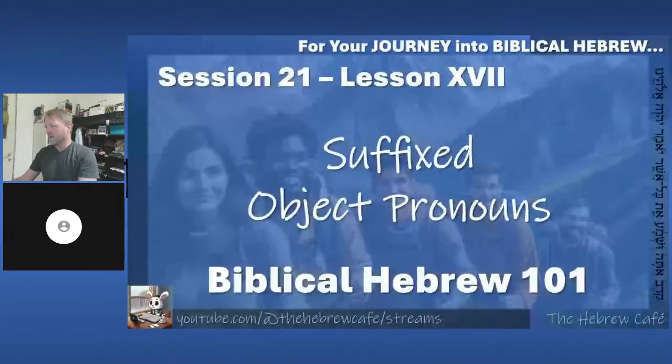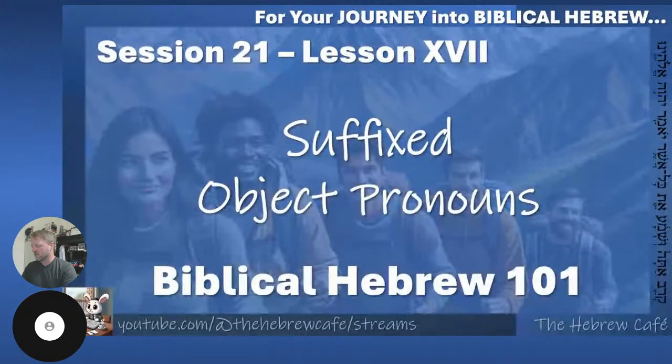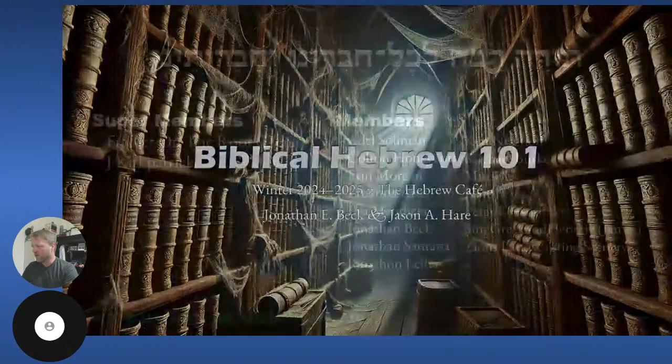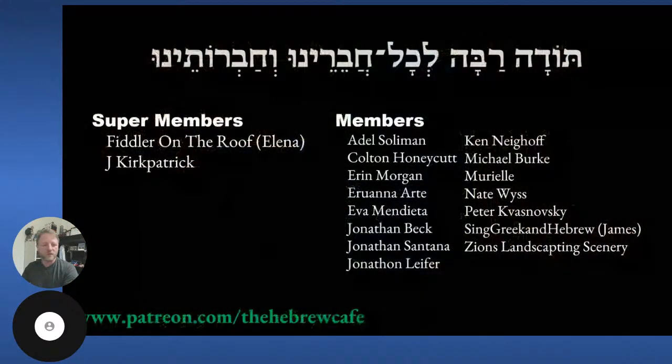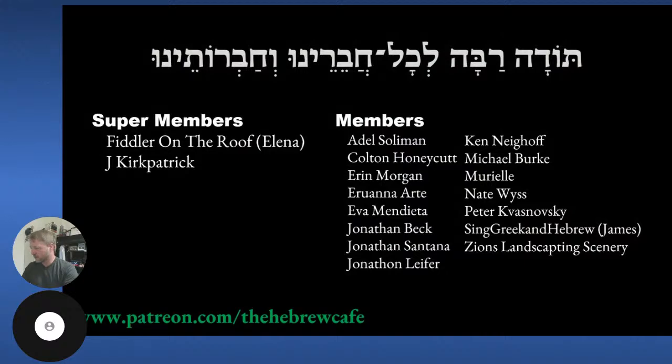Look at that. We're looking at suffixed object pronouns. That is the most exciting of exciting topics that one can learn. So let's jump in. This is Biblically Bro 101, normally with me or with Jonathan. Jonathan is out for the day.